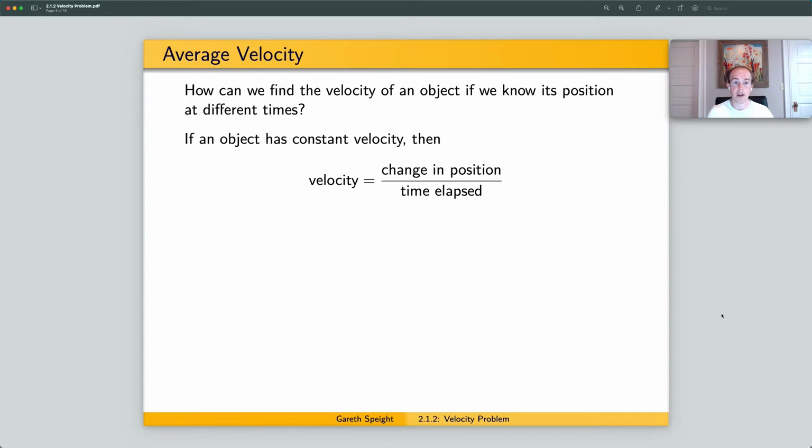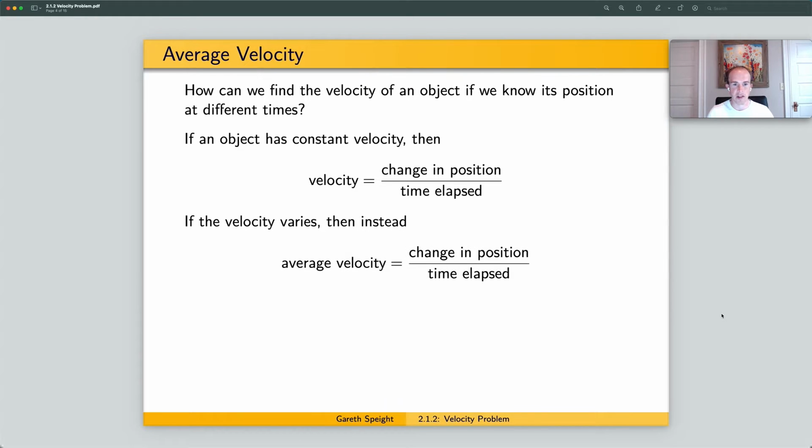But what about if the velocity is changing? Which is very, very common in life. If you're driving a car, hopefully your velocity changes. Maybe you slow down for a stop sign, or at least I hope so. And then you get to go fast somewhere else if there's not too much traffic. So if we do the same calculation, the change in position divided by time elapsed, but the velocity is varying, then instead we get the average velocity. In general, if the velocity is varying, change in position divided by time will give us the average velocity over the time interval.